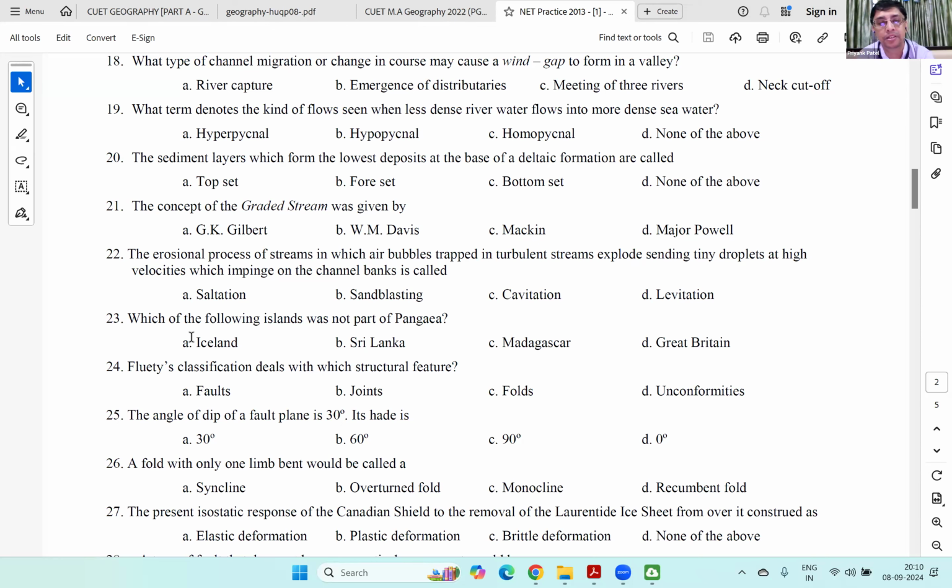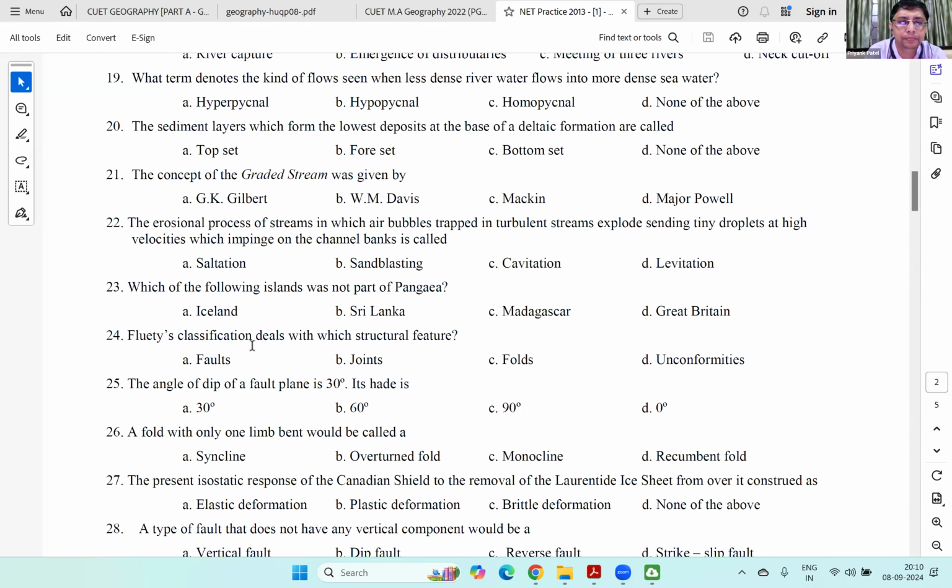এটাকে বলে elastic deformation. Okay, plastic deformation causes folding, brittle deformation causes faulting, elastic deformation in the Earth's crust causes crustal rebound by isostatic rebound. Okay, so that's something to remember.